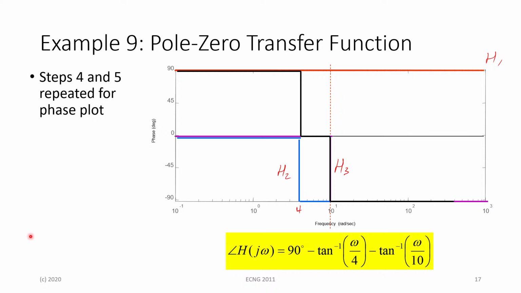Alright, so before omega equals 4 here, when we watch H1, H2, and H3, we see that H1 is at 90 degrees, but H2 and H3 are at 0 degrees. So if we sum those for this part here, that's going to be 90 plus 0 plus 0, which gives us a result of 90 degrees.